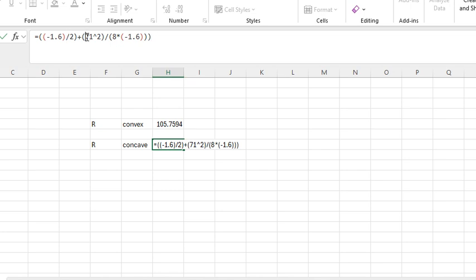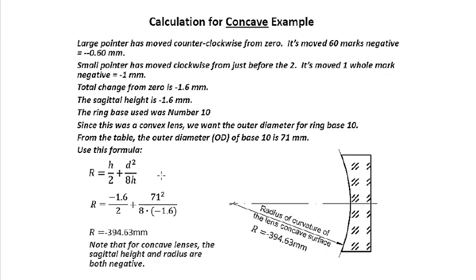Just make sure that we have all of this in brackets. So we get minus 394.628. We're going to come here and check. There's a minus here, this little tiny minus right there, and then 394.63 rounded off. So therefore that is correct.